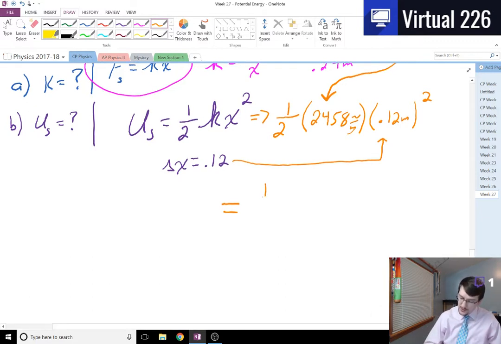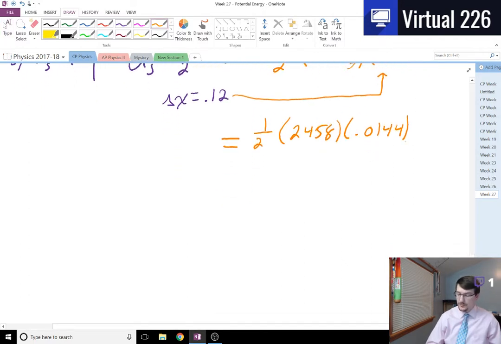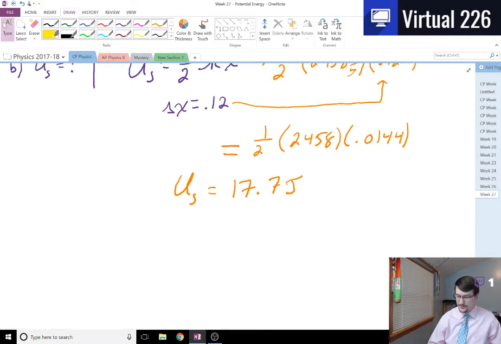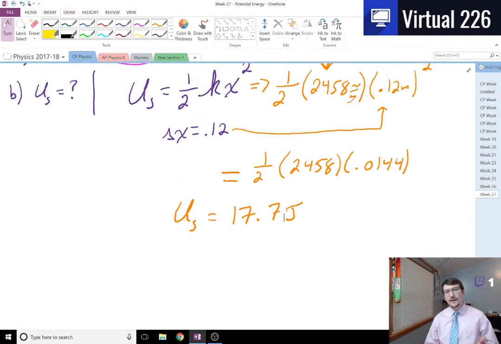So we're going to get 1/2 times 2458 times 0.0144. These are Newton meters, meters squared. We know when they multiply, though, everything will equal out. But we multiply that 0.0144 times 2458, divide that sucker by 2, and we get here that there's an elastic potential energy of about 17.7 joules. Okay? Now, that's where our problem ends here.